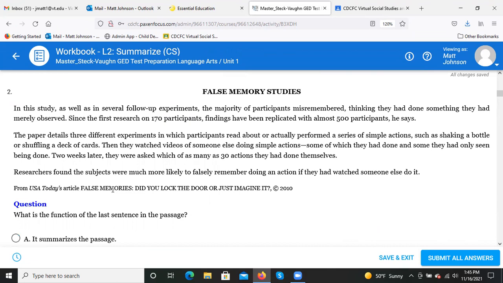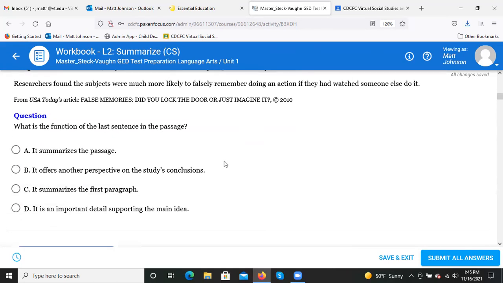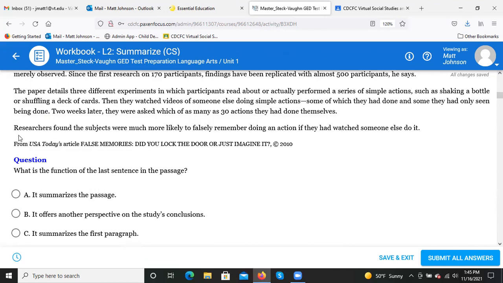Okay. Same passage. So what is the function of the last sentence in the passage? So right here, A, it summarizes the passage. Yeah, researchers found that subjects were more likely to falsely remember doing an action if they had watched someone else do it. That's the whole thing. That's another clue when you're reading.